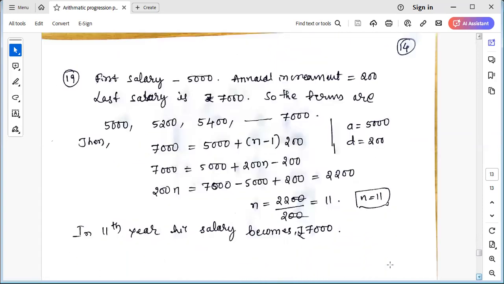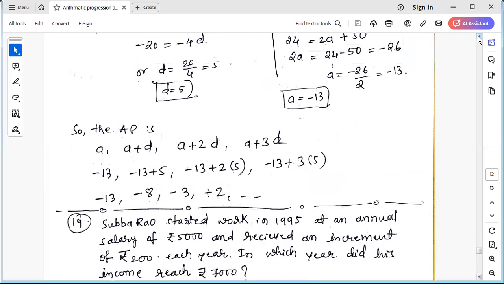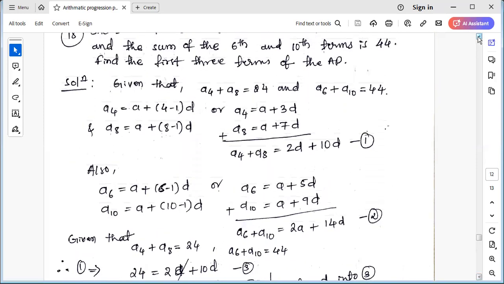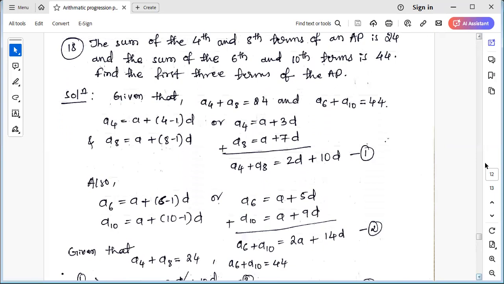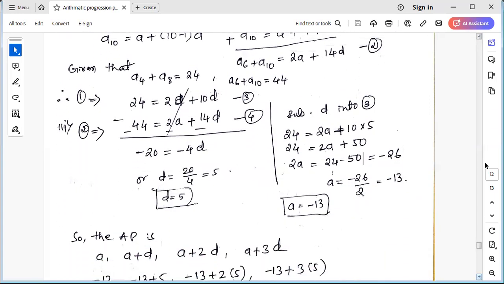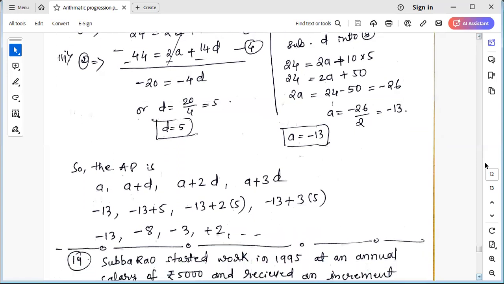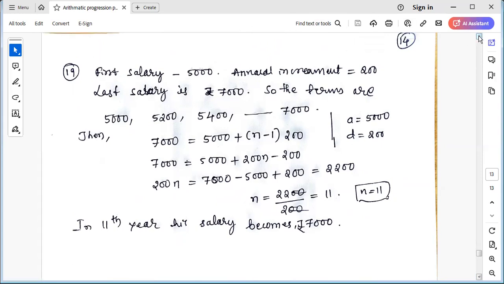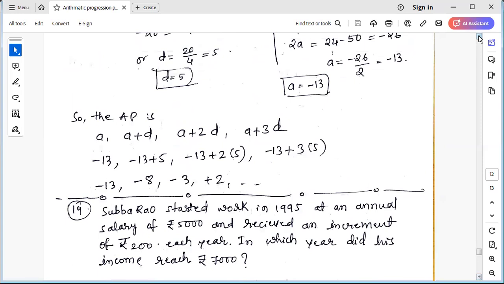Next, we'll go for problem 19. Problem 18 is also over. This is problem 18. Next, I will move to problem 19. So the last problem is like this. The problem is in the next page, I think. Yeah, I have stated the problem here.